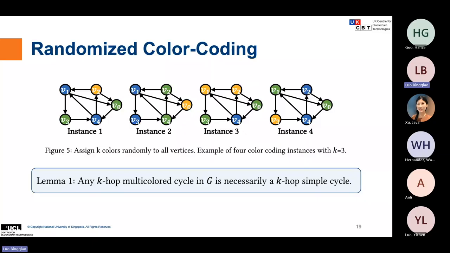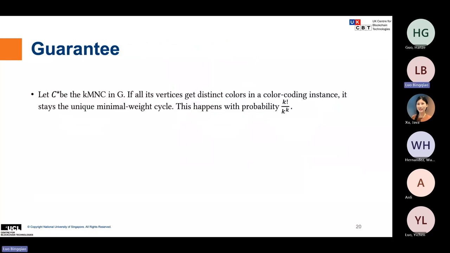By randomly assigning colors in different instances and repeating the instances, we can ensure that the most negative cycle can be found. A very important lemma here is that any K-hop multi-color cycle in the graph is necessarily a K-hop simple cycle, which has the potential to be our final optimal KMNC. So let's say C prime is the KMNC in the graph G.